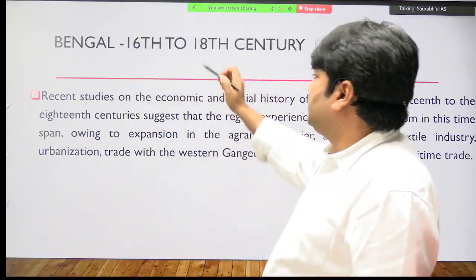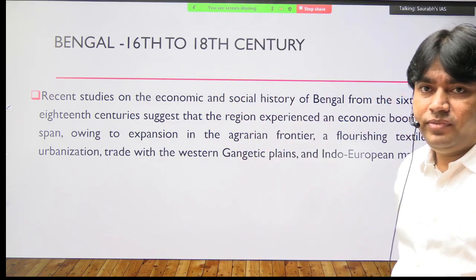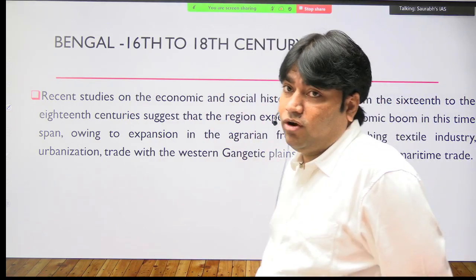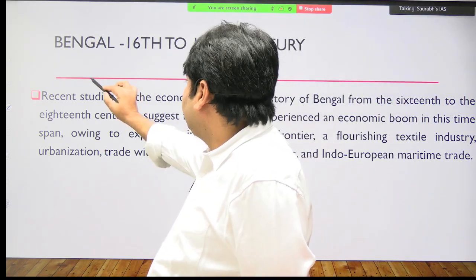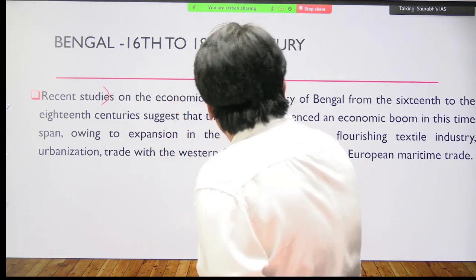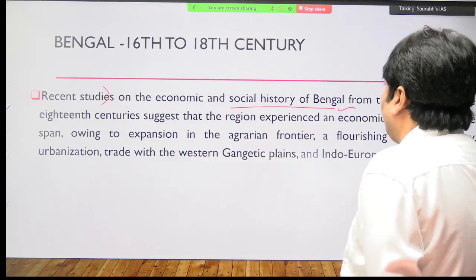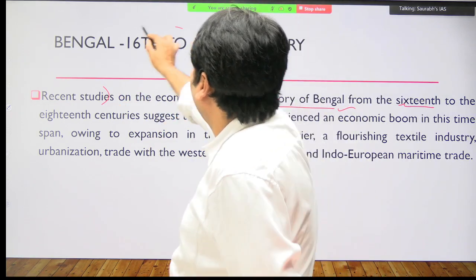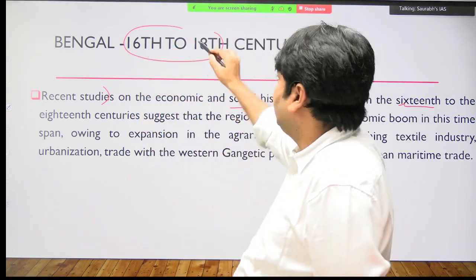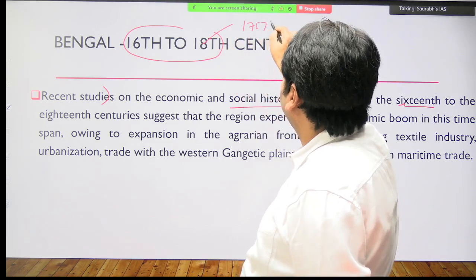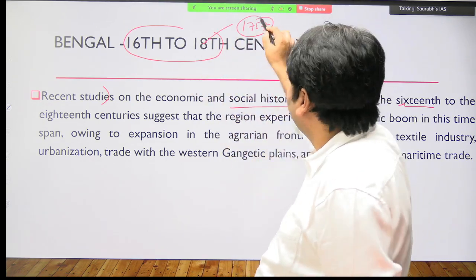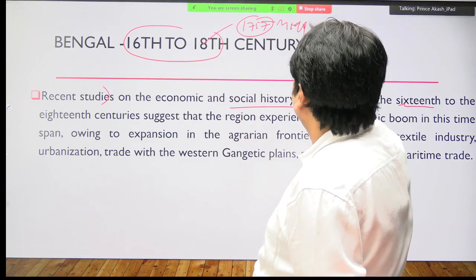Now, 16th to 18th century, it's important information about Bengal. And what is the information? Recent studies on the economic and social history of Bengal from the 16th to 18th century. We are talking about the 16th to 18th century, when the Battle of Plassey was fought, 1757. This is what? Mid of the 18th century.